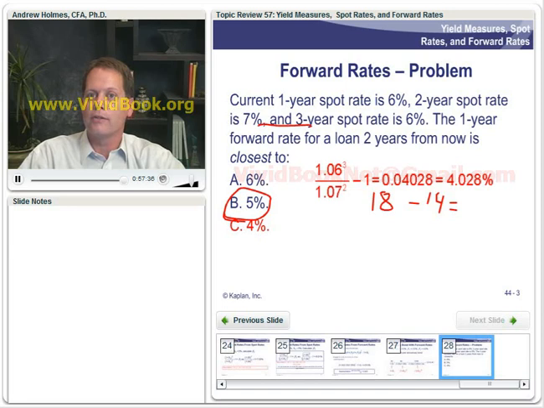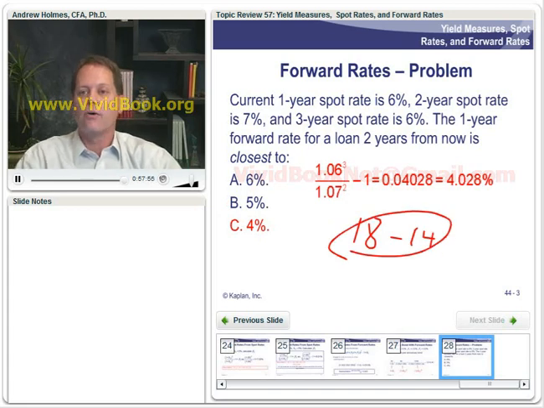So here's the big number, 1.06 cubed over 1.07 squared. Okay, we're going to take back out the 1. That tells us 4% here. But as you can see, my little approximation, that was 18 minus 14, actually works pretty well to get us to this answer of 4%.